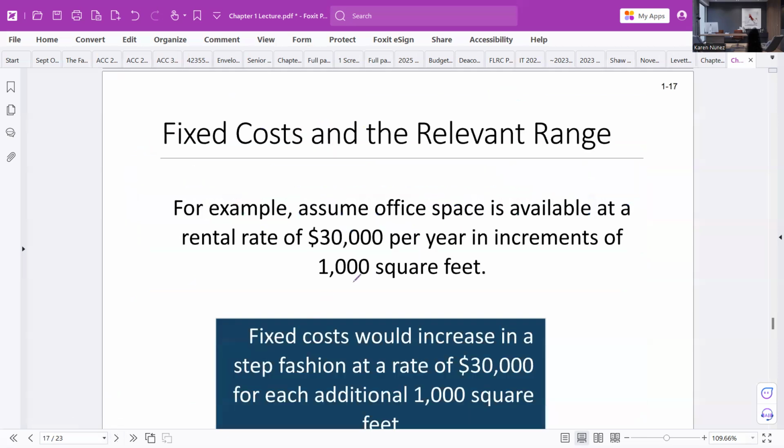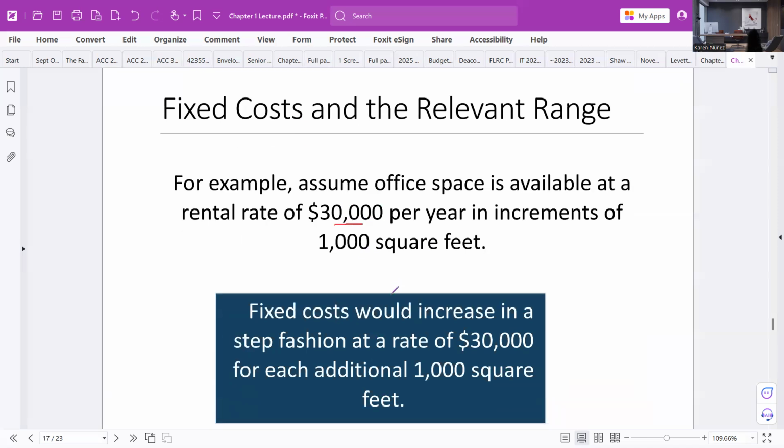Now, as long as you're within the relevant range, you're going to have some cost that's constant. But if you go outside of that relevant range, then that fixed cost could actually start to change. Then it becomes more of a step function cost. And you could see various step levels of costs. You could have one cost level here at this activity, one cost level here, one cost level here.